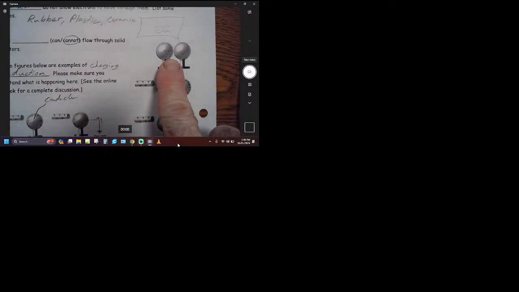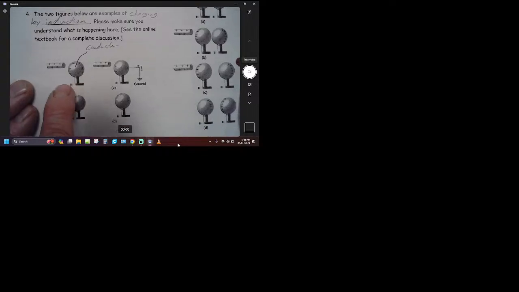What they don't show is what it looked like before, which is probably like this. This is the before it's been messed with state. And then you bring in a positive thing next to it, and that pulls the negative charge to the left side and repels the positive charge to the right side. Make sense? Okay. So that's step one.